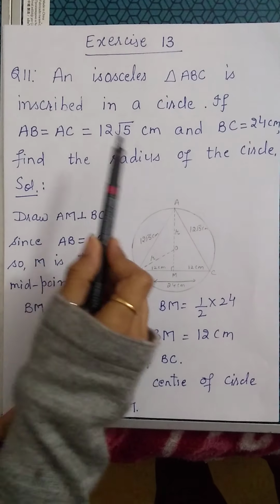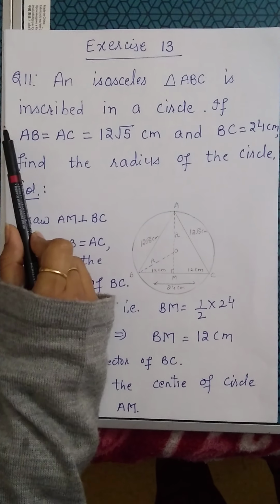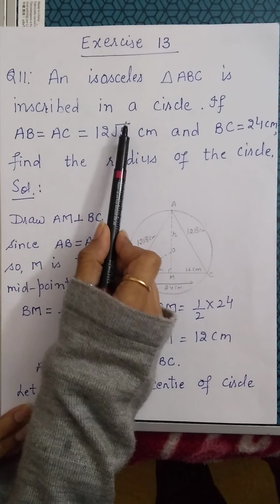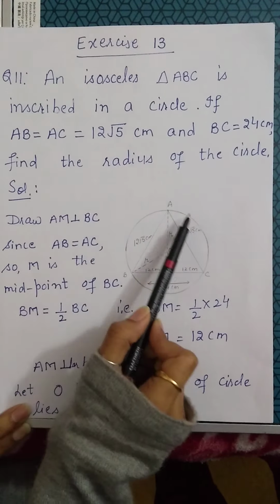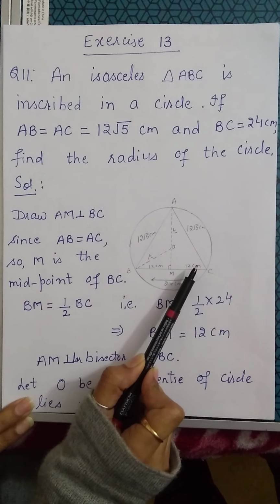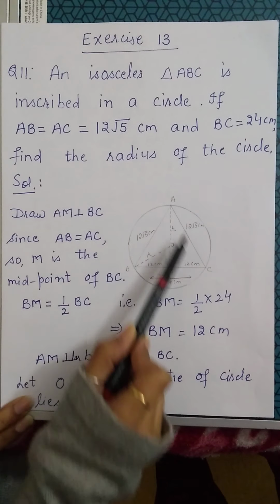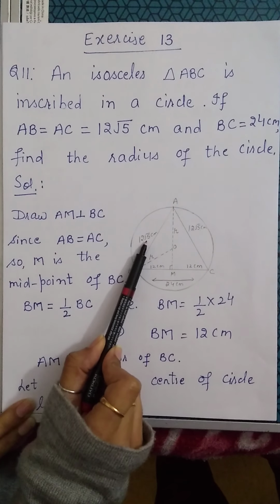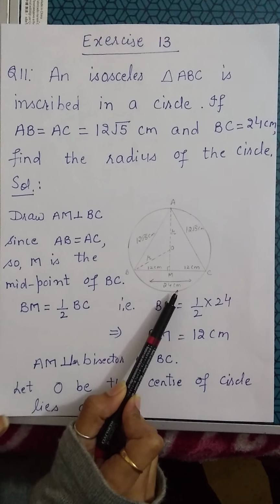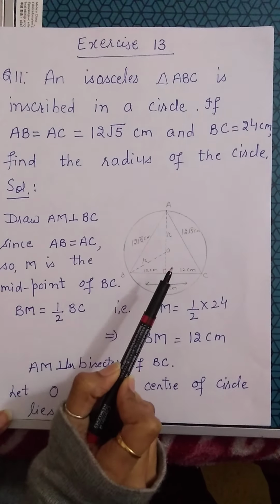Let us continue with exercise 13, question number 11. An isosceles triangle ABC is inscribed in a circle. This is an isosceles triangle ABC which is inscribed in a circle. Now sides AB and AC are given to be 12 root 5 centimeter and BC is equal to 24 centimeter. Find the radius of the circle.